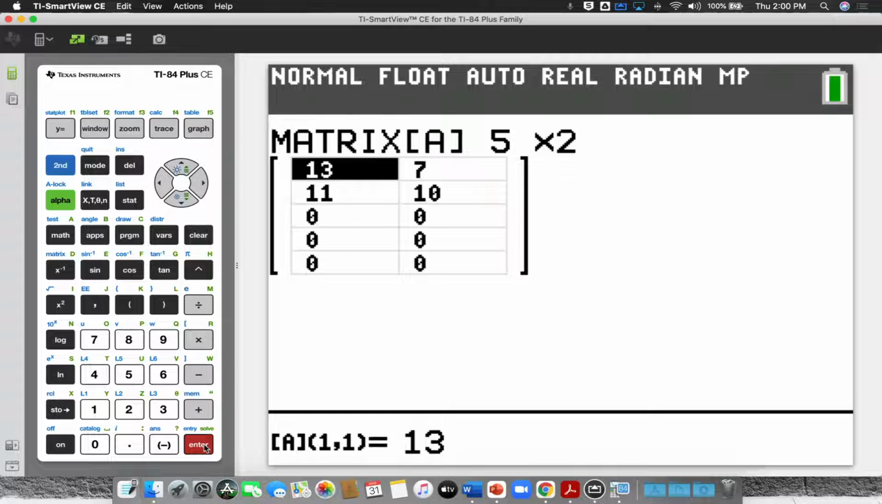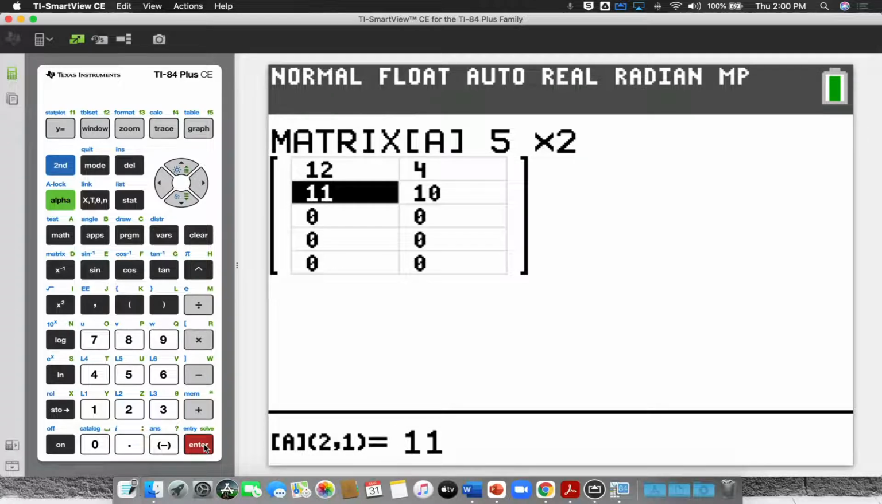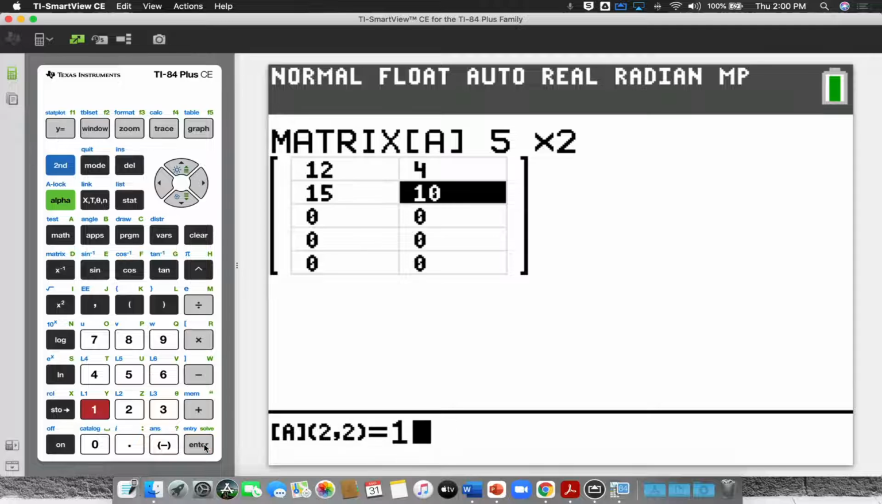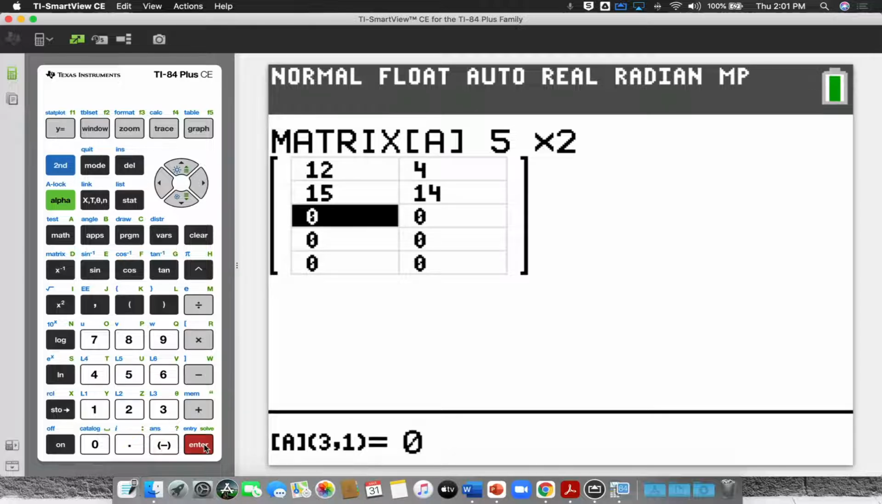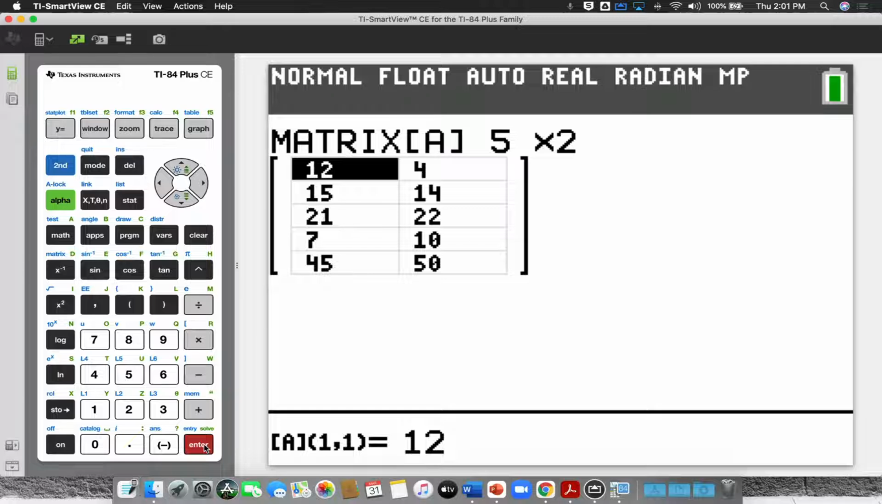Okay, so we're only going to put observed. Only make one table for observed. So I got 12, 4, 15, 14... All 10 cells are there.